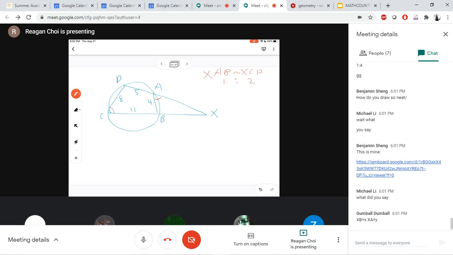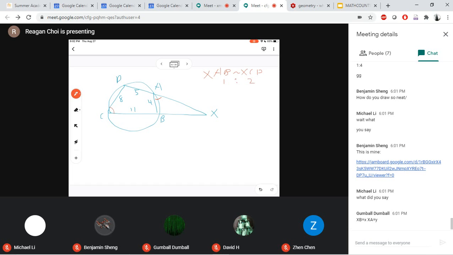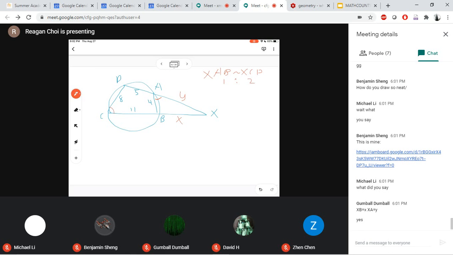Yeah, there we go. XB equals x, XA equals y. That's a good thing to do. Now we have two variables to figure out. So can we find two equations? Yes. Can we write the equations? Any one of them.